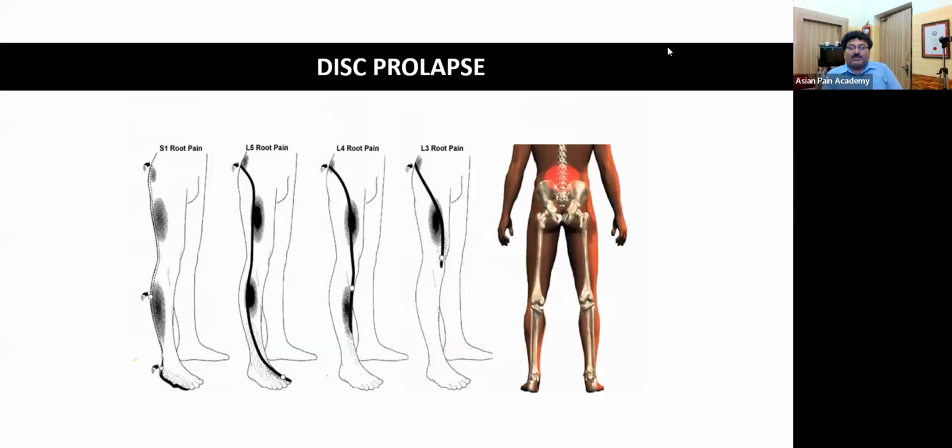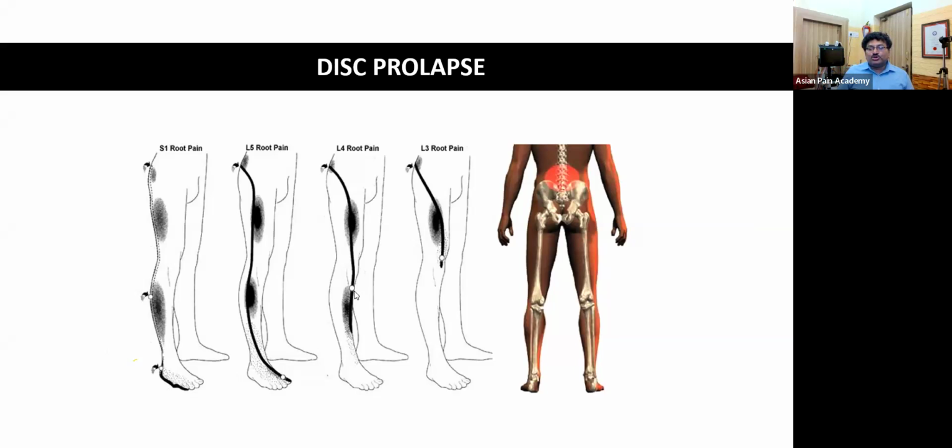So, how will the pain be? Here the pain will be dermatomal. That means it should go along the nerve root. This dermatomal distribution we know from the beginning, so we are not going to repeat it. But two important things: with L5, usually the pain comes in the great toe. With S1, usually the pain comes in the little toe.